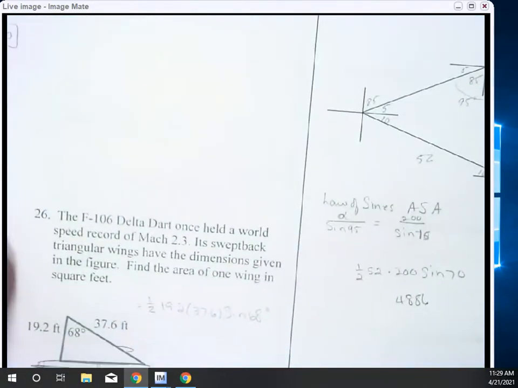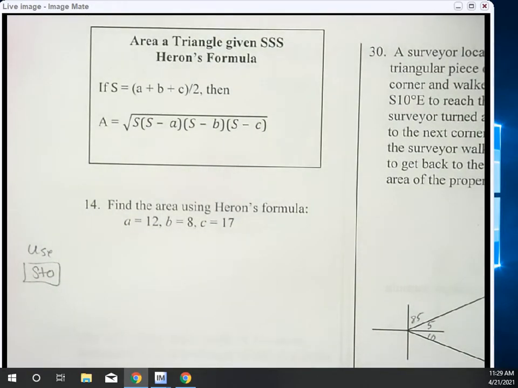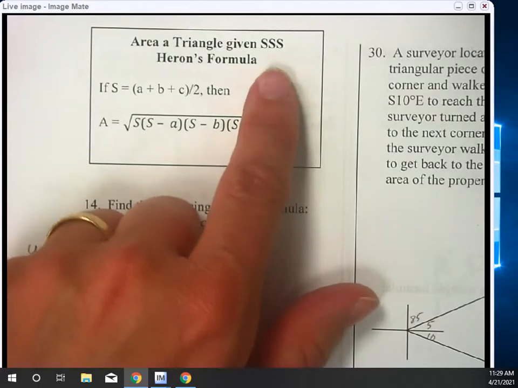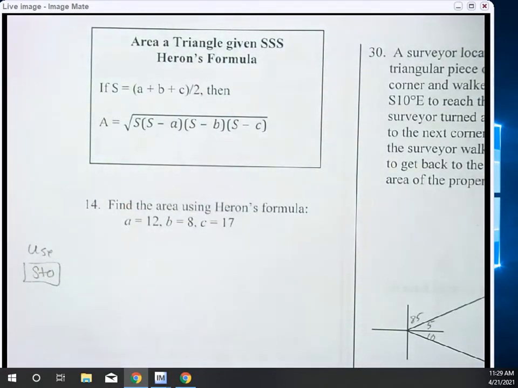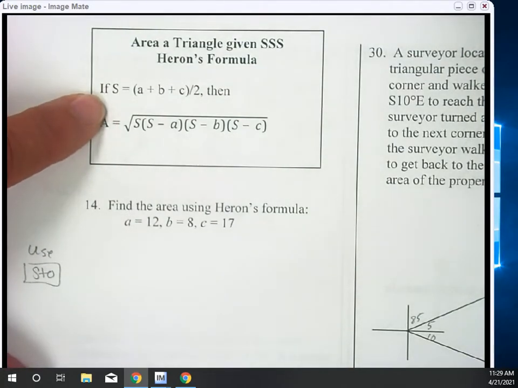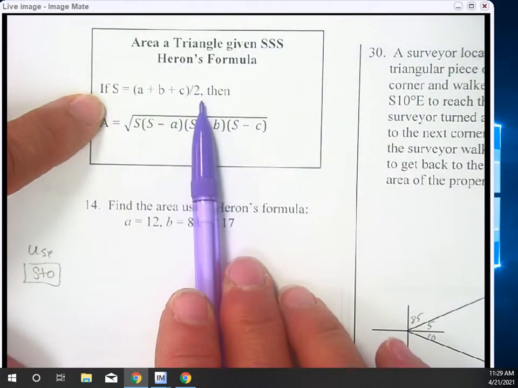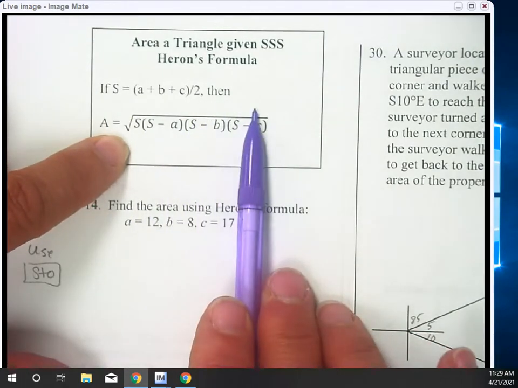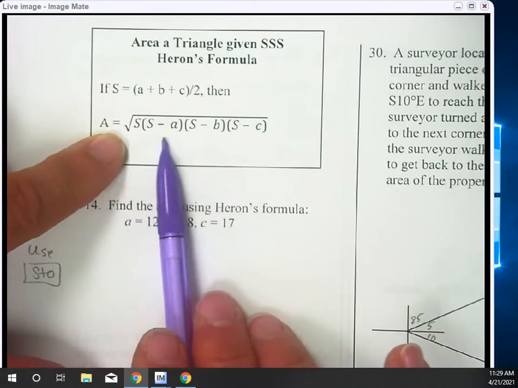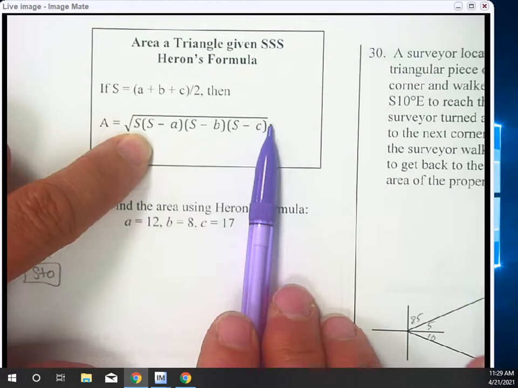Back page, Heron's Formula. Using Heron's Formula, we're going to find the area of a triangle, and we use Heron's Formula when you have a side, side, side, but no angles given. The S stands for semi-perimeter. You add all of the sides together and divide by 2, and that gives you a semi-perimeter. Then the formula is the square root of your semi-perimeter times the difference of each side subtracted from the semi-perimeter.